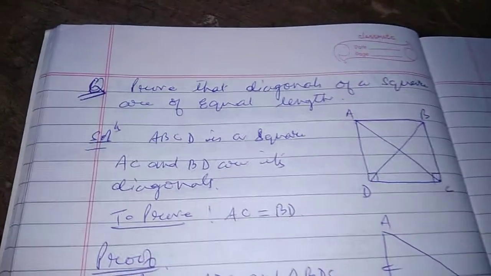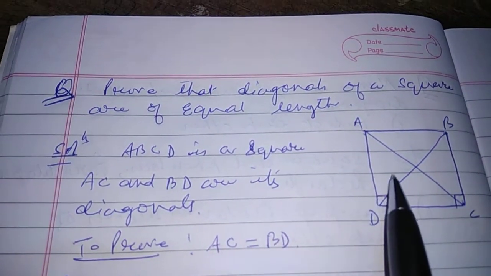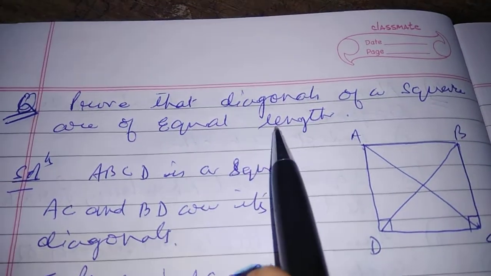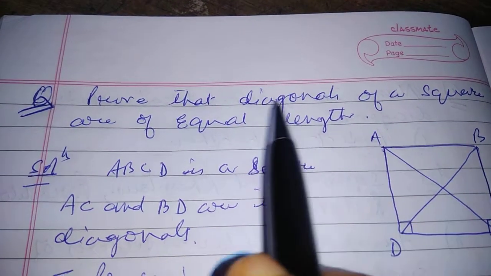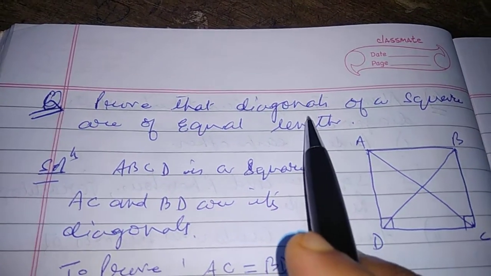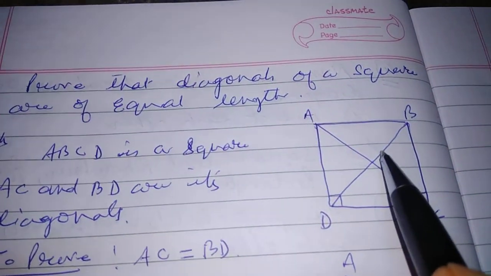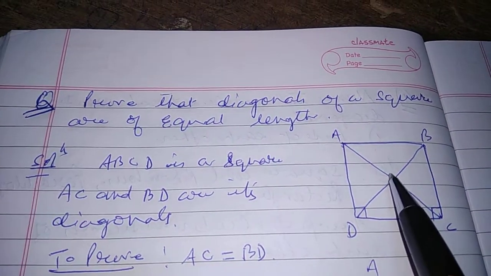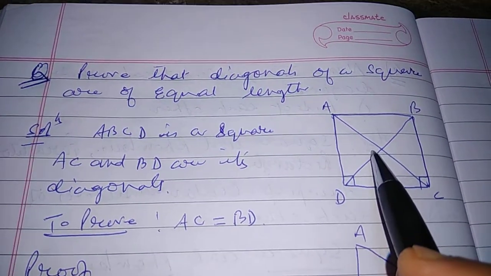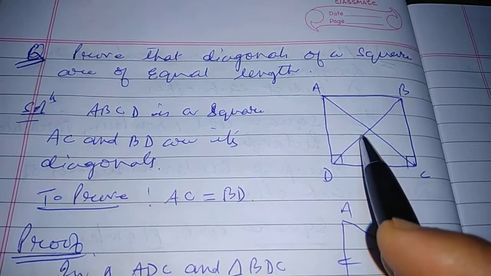Children, now I am taking one property of the square, which we have to prove. So what is the property? Prove that diagonals of a square are of equal length. We have learned in the properties that diagonals of a square are equal, and that one we have to prove geometrically. Not practically. It will be proved theoretically, geometrically. We are going to prove it.